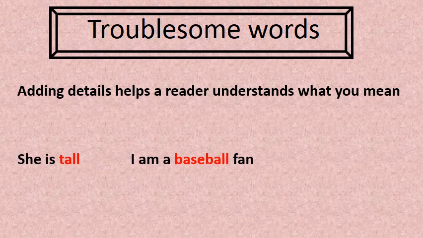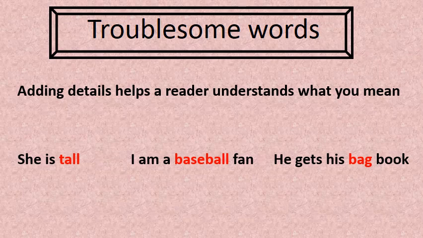So, when we add the word baseball, we understand what the speaker means. He wants to say, I am a baseball fan. So, this is a detail. The word baseball is not an adjective. Yes, it's a noun. So he adds a noun here to make us understand what he really wants to say.